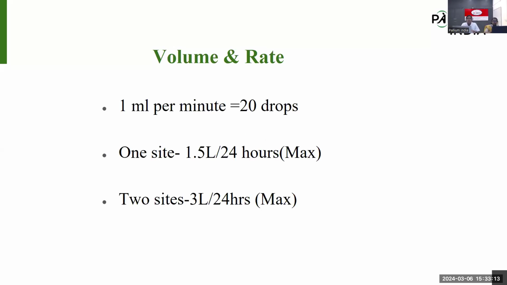Any doubts? I think now the procedure is clear for you. And in subcutaneous infusion, the volume and rate is very important. We already said here we are introducing a small volume to treat mild to moderate dehydration. And so the volume and rate is very important. Here we are only administering 1 ml per minute, that is 20 drops per minute in a subcutaneous infusion.